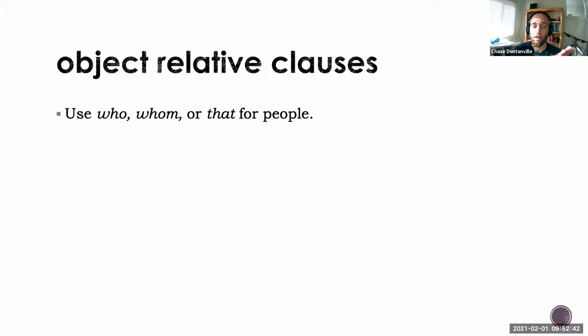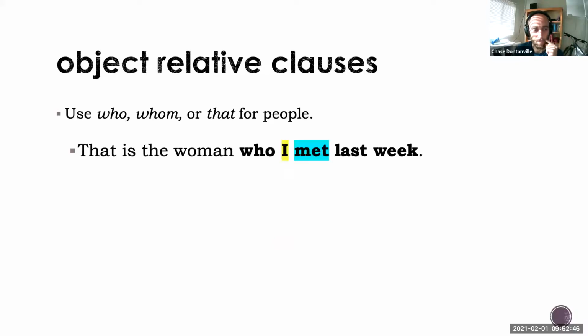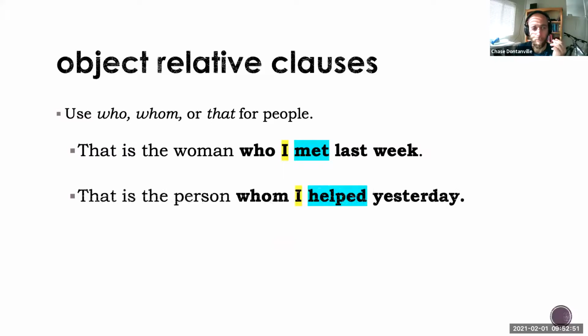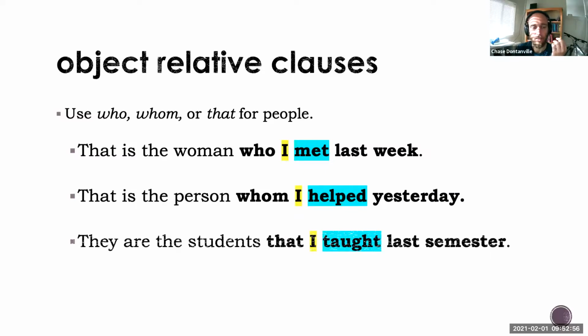If you talk about people, you can use who, whom, or that. So that is the woman who I met last week. That is the person whom I helped yesterday. They are the students that I taught last semester. Okay, so in the bold, you see the relative clause, who I met last week, whom I helped yesterday, that I taught last semester. So you see the relative pronoun, who, whom, that, subject, I, and then the verb, met, helped, taught.